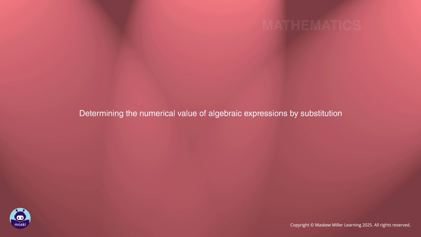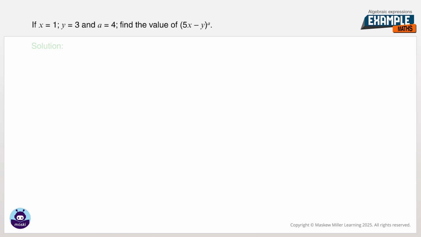Determining the numerical value of algebraic expressions by substitution. If x equals 1, y equals 3, and a equals 4, find the value of (5x minus y) to the power of a. Solution. We substitute the given values of the variables in the expression.